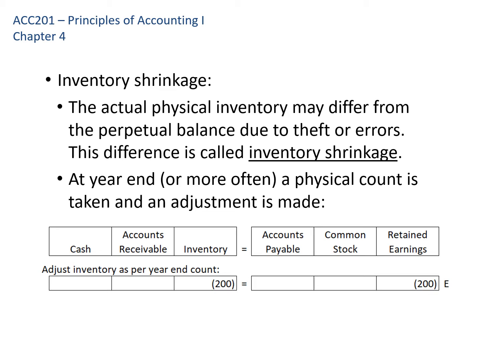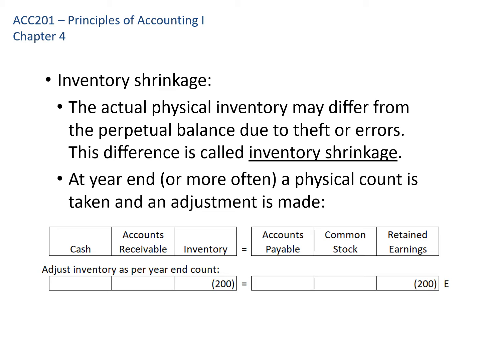And as is often the case, we end up with less items actually on hand than what our perpetual records would indicate. The reason for this might be that somebody made an error when they received or shipped something. Things may have become broken or damaged and thrown away, and the inventory records weren't updated. Or unfortunately, there could be theft. Items could have been taken by employees or by customers potentially. So those are all reasons that we could end up with less inventory than what we thought we had.